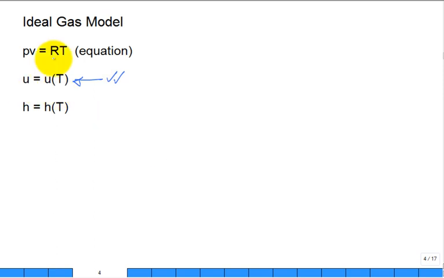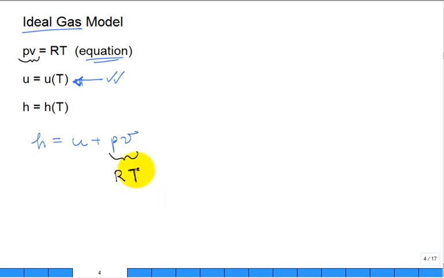Now, when you see an ideal gas, you say the equation is always obeyed. Also, from observation, U is a function of temperature only. And what is the definition of H? Is it U plus PV? Is that enthalpy? Okay. If it's an ideal gas, what is P times V equal to? RT.